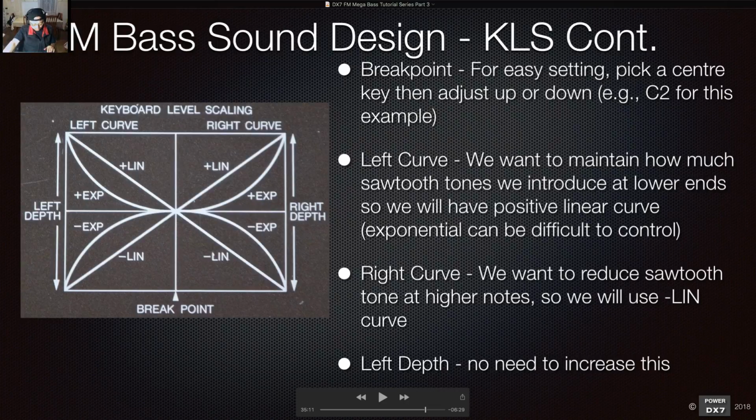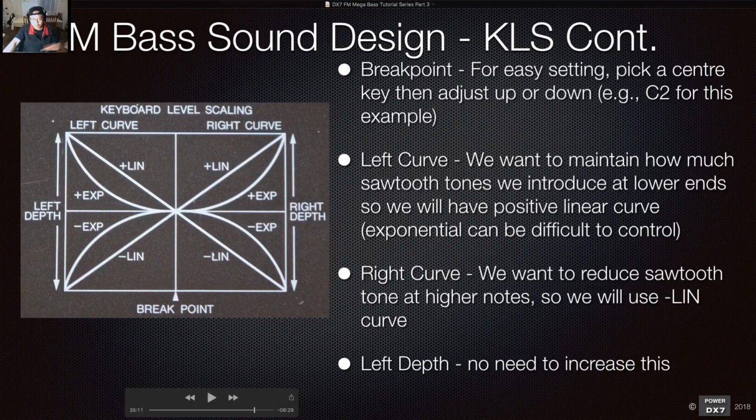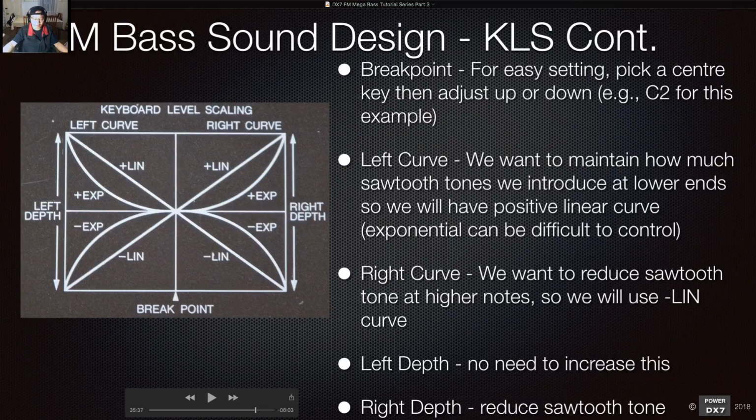But I think because we basically adjusted the amount of square tone using the output level, we don't necessarily need to use the keyboard level scaling. So you can use either way: you can control from output level or control from keyboard level scaling. So that's the relationship. And the right depth reduces square tones. Yeah, sorry, I forgot to make changes to that.